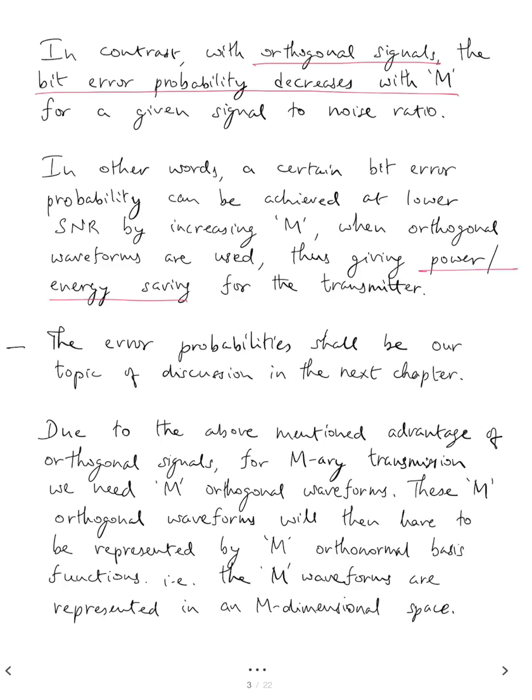So if we have orthogonal signals, then the bit error probability decreases with increasing m, and therefore we can achieve the same error probability with a lower transmission power by increasing the value of m. So it makes sense that we use orthogonal signals to transmit our data. But the problem is to create the orthogonal signals. How do we generate such orthogonal signals?